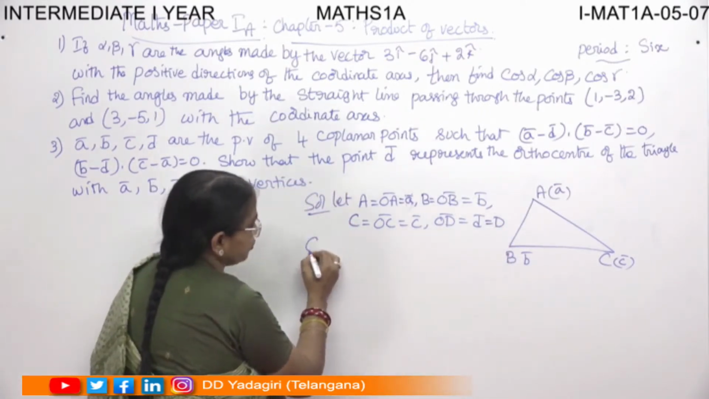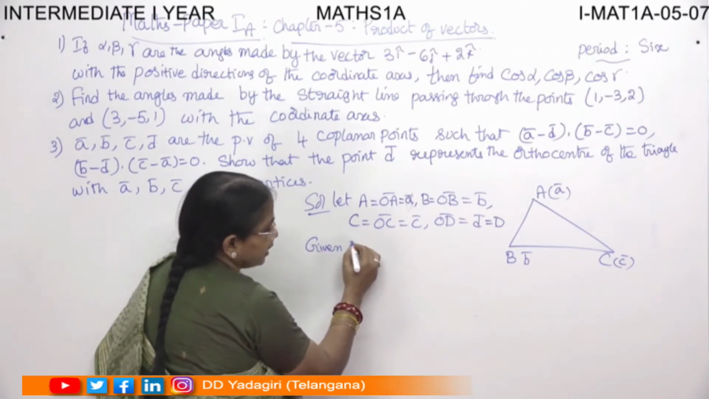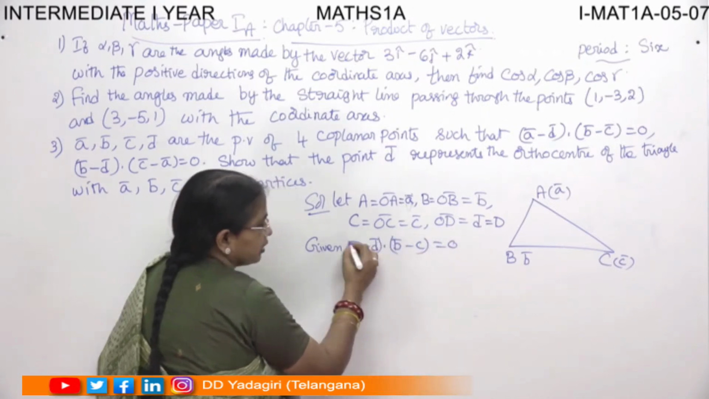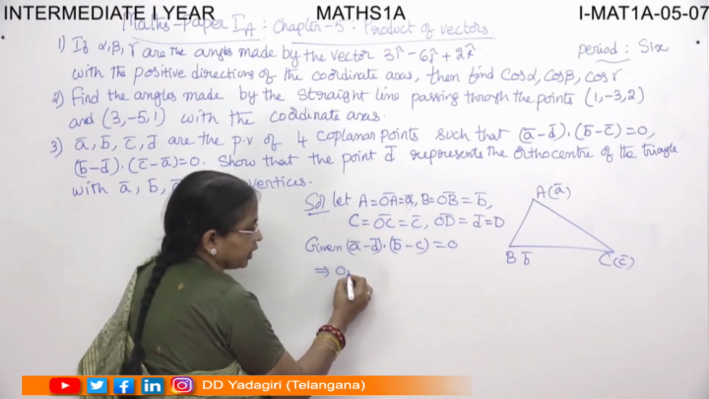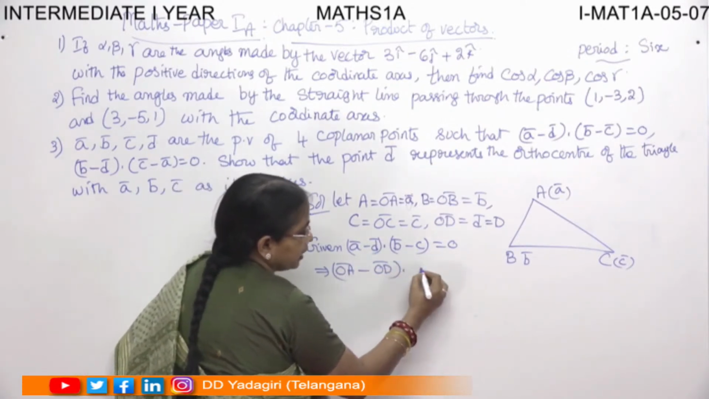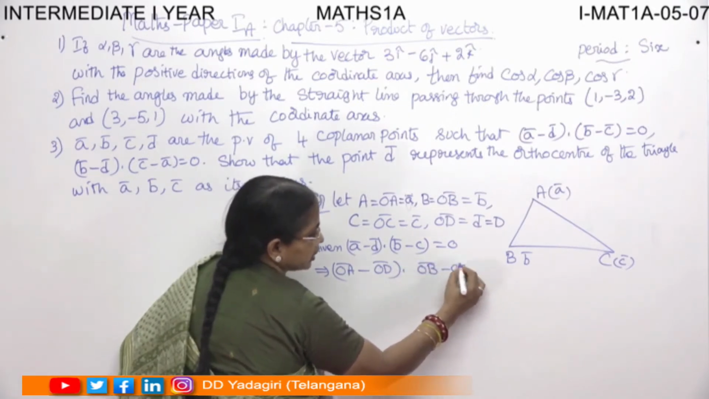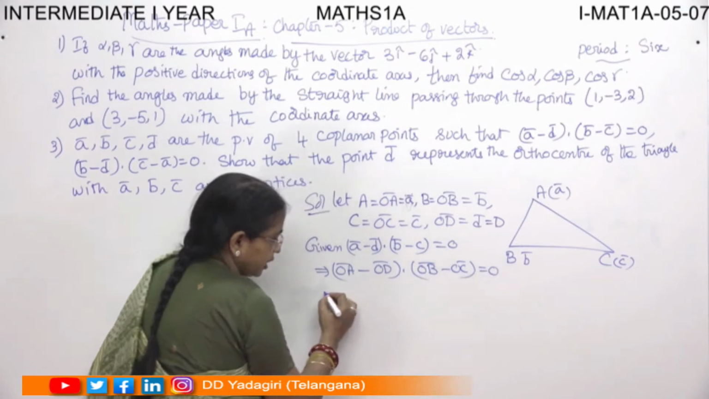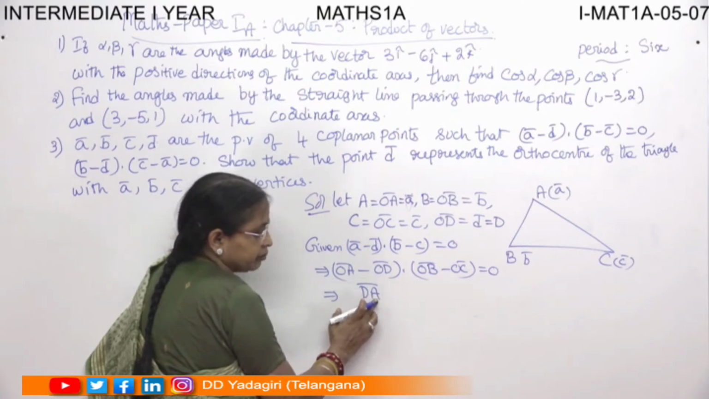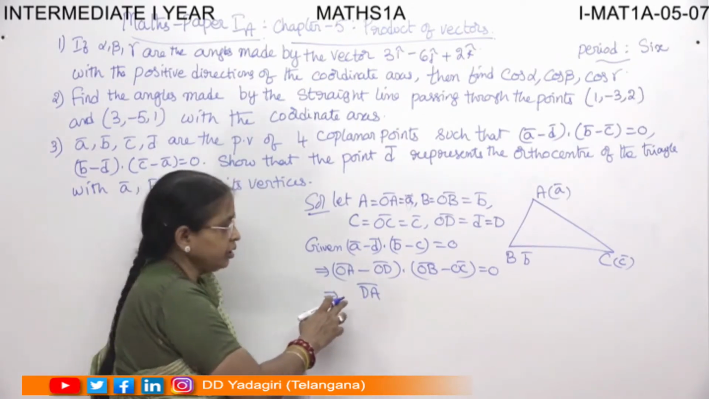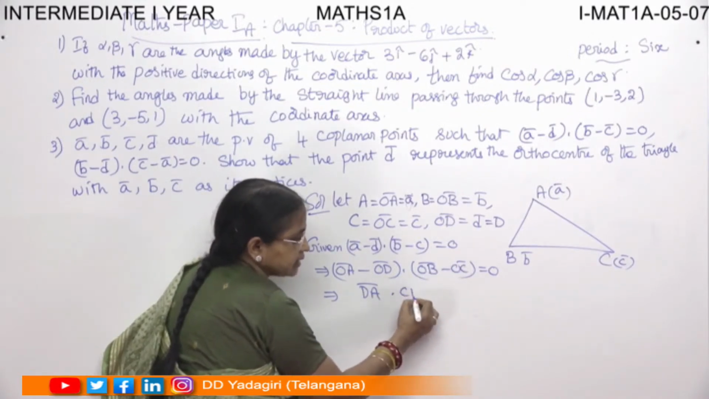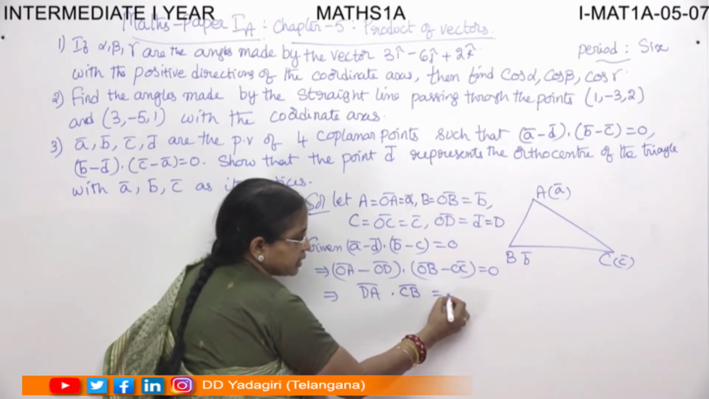Now what is given to us? You are given that A minus D dot B minus C is equal to 0. So what is A? A is OA, minus D is OD, dot of B minus C, that is OB minus OC, is equal to 0. So what is OA minus OD? It is DA vector. It is position vector of terminal point minus position vector of initial point. So it is DA vector. And what is OB minus OC? It is CB vector. So DA dot CB is equal to 0.